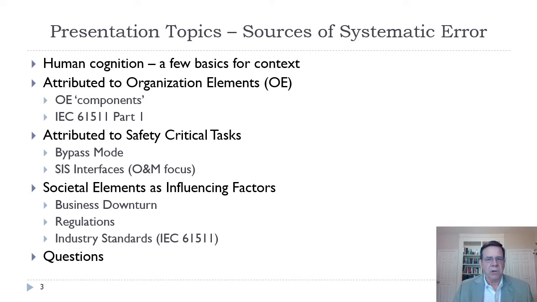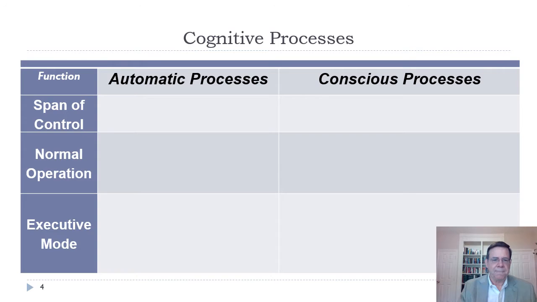We'll talk about errors associated with organizational elements, so these could be components and procedures, and might be attributed from the standard itself as to how they're being addressed. We'll talk about errors attributed to safety critical tasks, and here there are many such tasks in these systems. We'll be talking about when we're in bypass, and those attributed to the SIS interfaces, that's section 11.7. And we'll be talking about some of the societal elements that are influencing factors and the mechanism of how they could contribute to error, and those attributed to business downturns, regulations, and the standard.